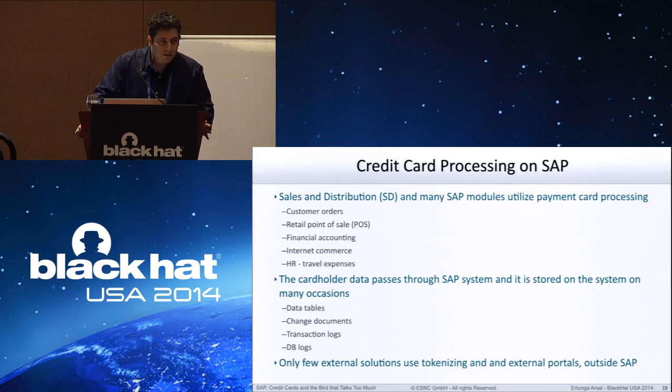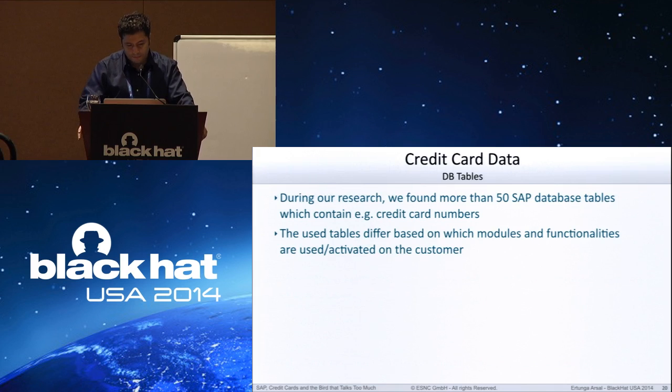So it can be the data tables, change logs, transaction logs, many different areas. Only a few external solutions use tokenizing, and I mean, this is quite rare. Generally, we find a lot of payment card data in Cleartext in SAP systems. When we researched, there were more than 50 database tables which contain credit card numbers or payment card numbers. Some of the tables are empty, some of them have content. This is dependent on which sub-modules are used in a company.